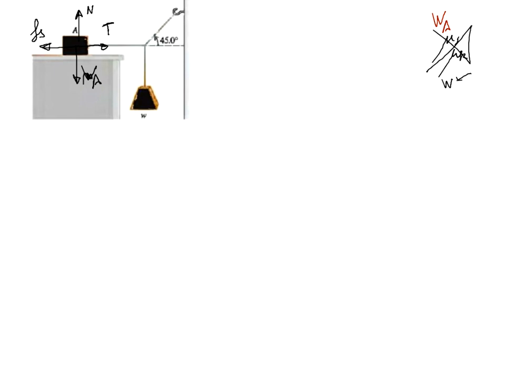Does everybody understand why I cannot put μsn? That's the major thing. That's the common mistake. People just throw μsn in there. Micro's good. Everybody else?